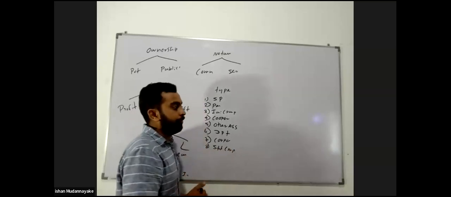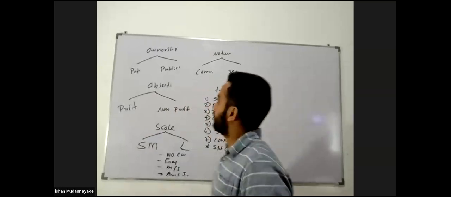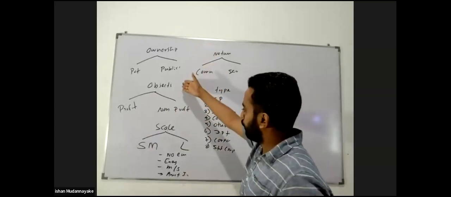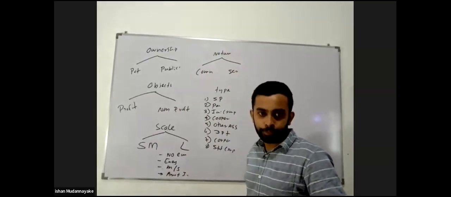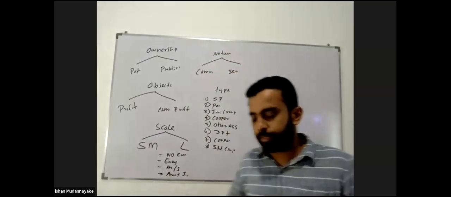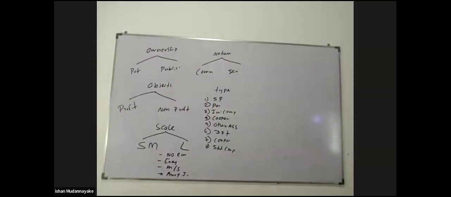We have discussed 5 methods: based on ownership, based on objective, based on scale, based on the nature of the product, and based on the type of business. Okay, right. Then here, question number 1 is, what is the type of business organization of this business? The type is a sole proprietorship business organization.